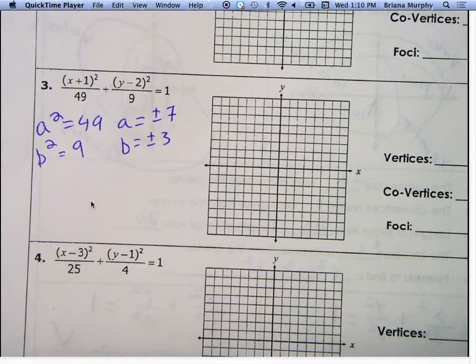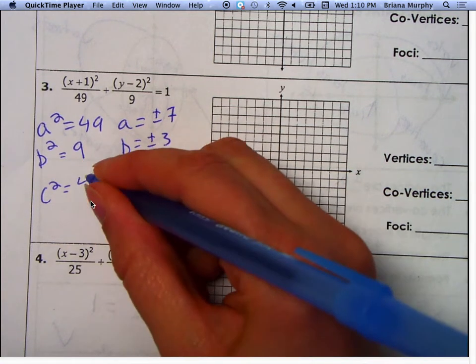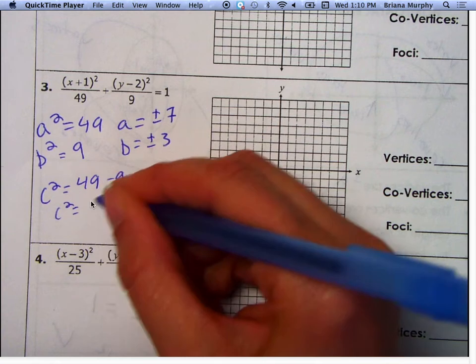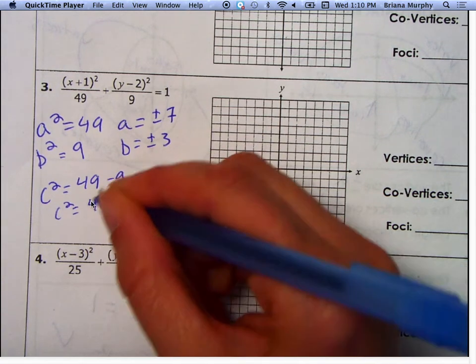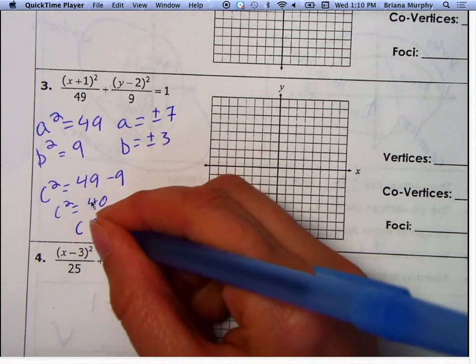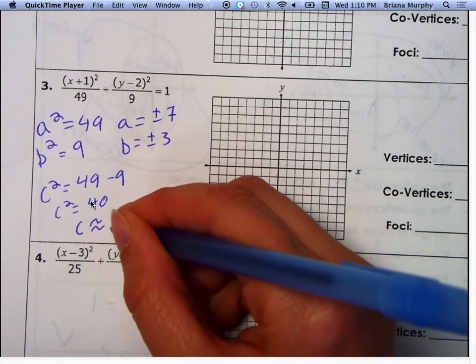Okay, so now we need to find C squared, right? C squared equals 49 minus 9. So C squared equals 40. So we square root both sides, and again, we want to put it in its decimal form. So C is approximately plus or minus 6.32.